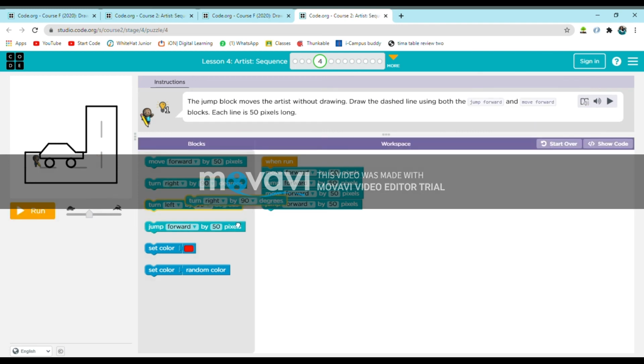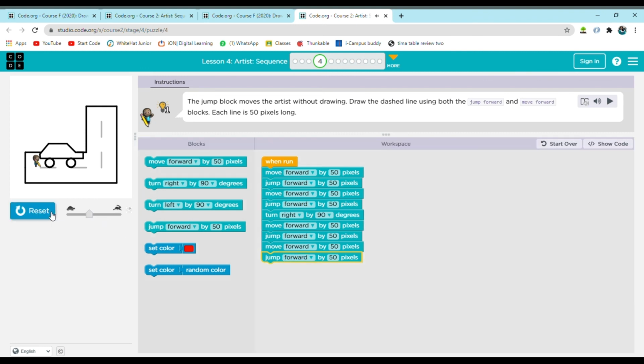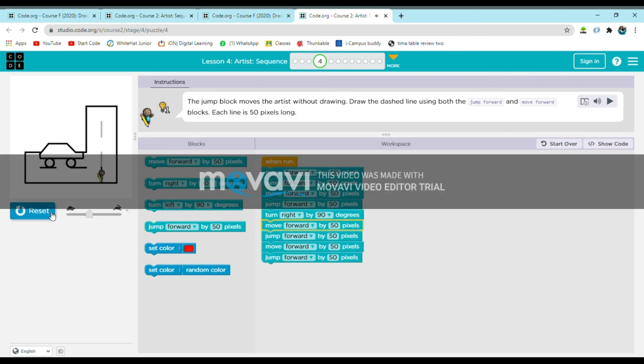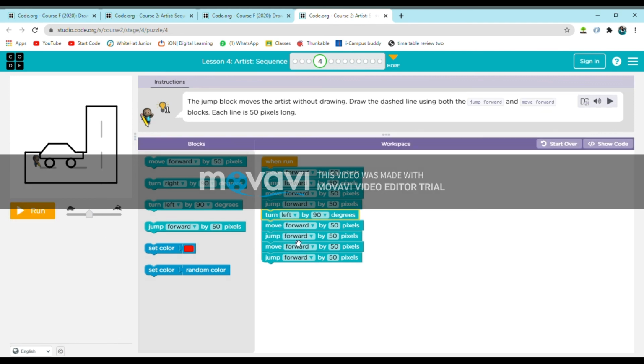So turn right by 90 and then move forward by 50 pixels, jump forward by 50 pixels, again move forward by 50 pixels and jump forward by 50 pixels. It's wrong. It should be the left side. I'm sure it will work now.